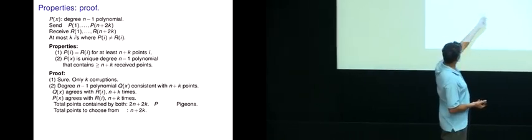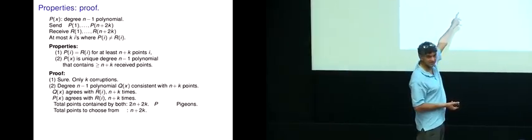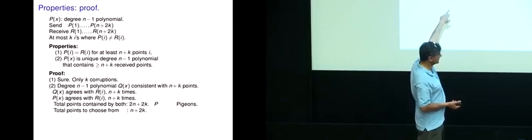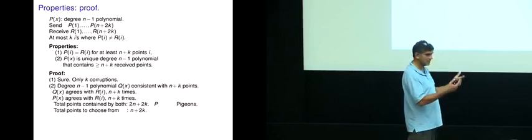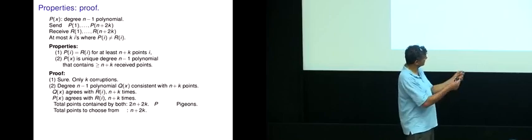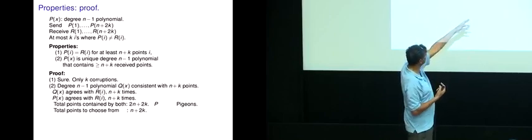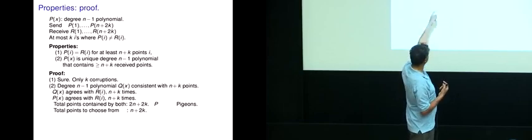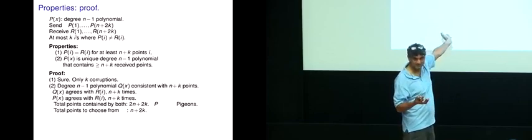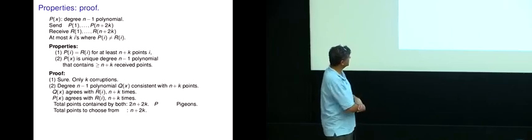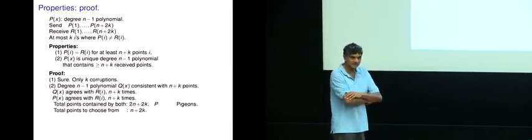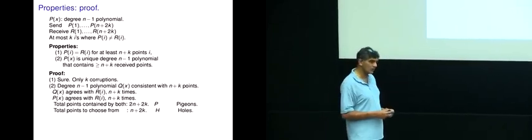So some of those points, both Q of x and P of x will get right. That's what we're saying, right? If they both agree with the same received value, say Q of i equals R of i and P of i equals R of i, then Q of i equals P of i for that value of i, right? So the number of received values is n plus 2k. That's the number of places where they can agree, Q of x and P of x. So that's the number of holes.